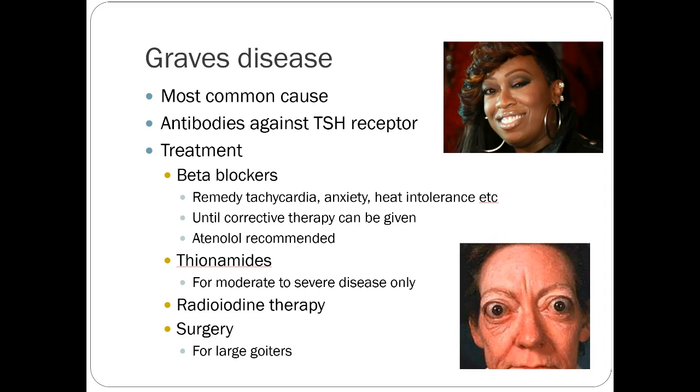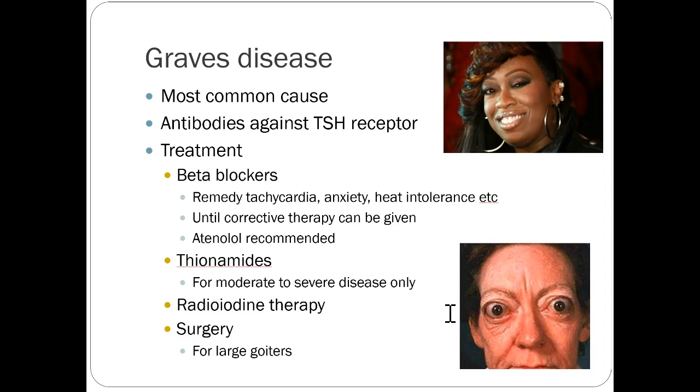The most common cause of hyperthyroid is Graves' disease. Antibodies get produced against the TSH receptor, and we treat it with a couple different options. First of all, we use beta blockers, because most people, when they're hyperthyroid, they're going to get cardiovascular symptoms, so that helps block the tachycardia, anxiety, the heat intolerance, things people feel. And essentially, it's a short-term symptomatic band-aid until you can get something long-term on, which is going to be thionamides, and those are for moderate to severe disease. I'll talk about those on the next slide.